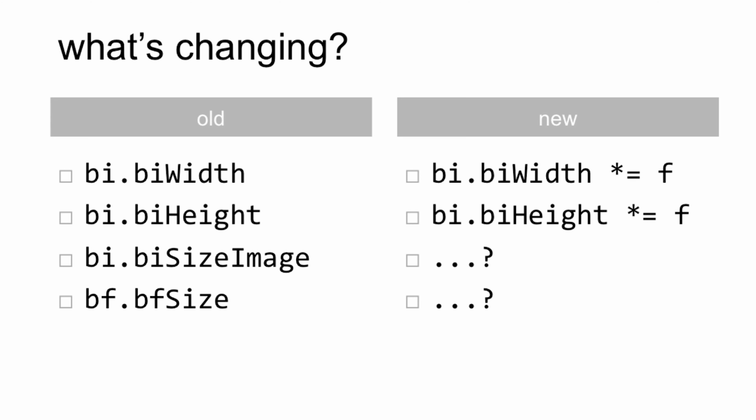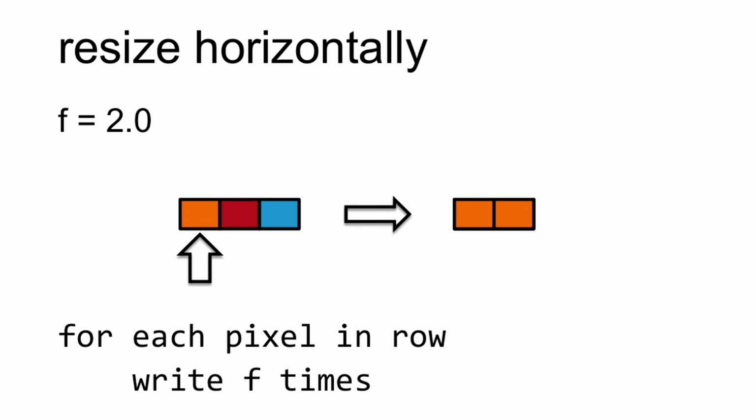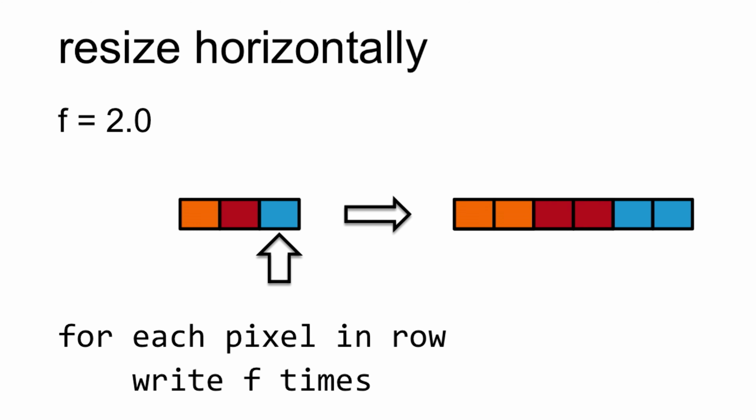So of these values, what's changing when we scale our bitmap up or down by a factor of f? Well, BI width and BI height will definitely scale by f. So figure out how BI size image and BF size are also going to change. Now that we've updated the out file's header information, let's talk about resizing horizontally. So say the user gave us a float of 2. Well then, the algorithm would be pretty simple. For each pixel in the row, we would write that pixel f times into the out file row.